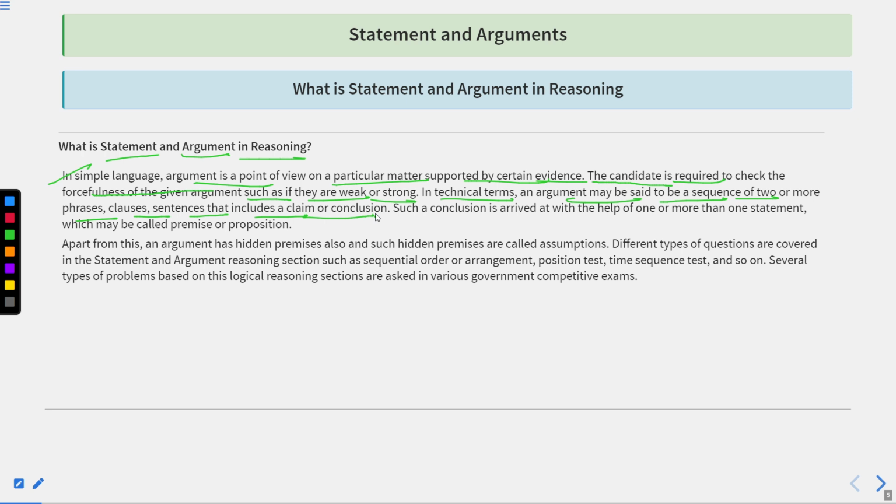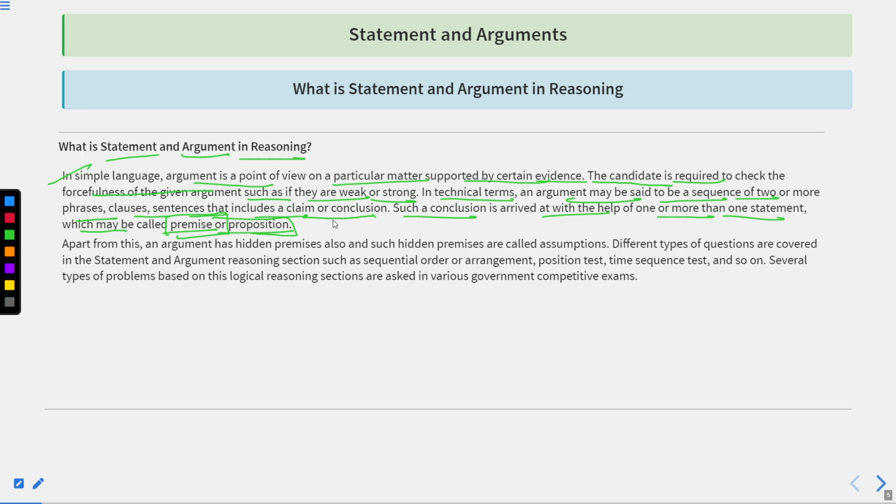When a statement and an argument complement each other, we will take that as a strong argument and accept it as a correct answer. Such a conclusion is arrived at with the help of one or more statements, which can be called a premise or a proposition. These are the technical words, my dear students. You need to remember them, because based on these premises only the questions will be put up. We will discuss how the questions appear after this revision has been completed and the tips have been discussed.